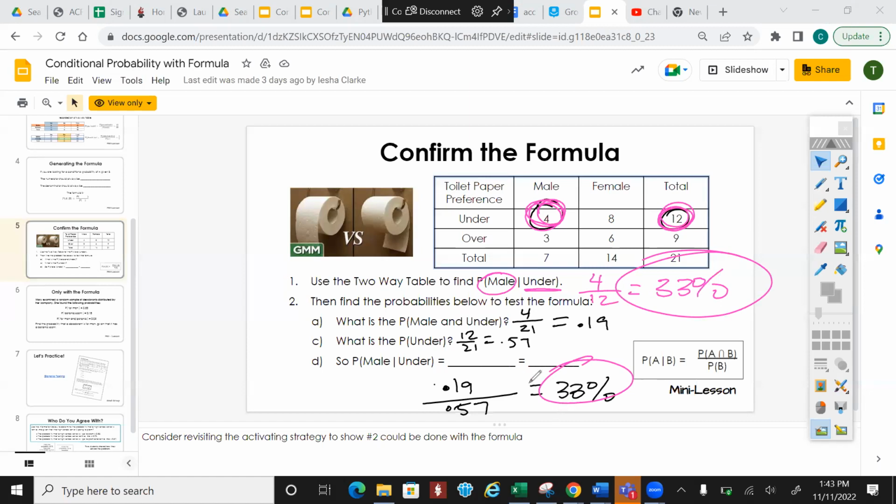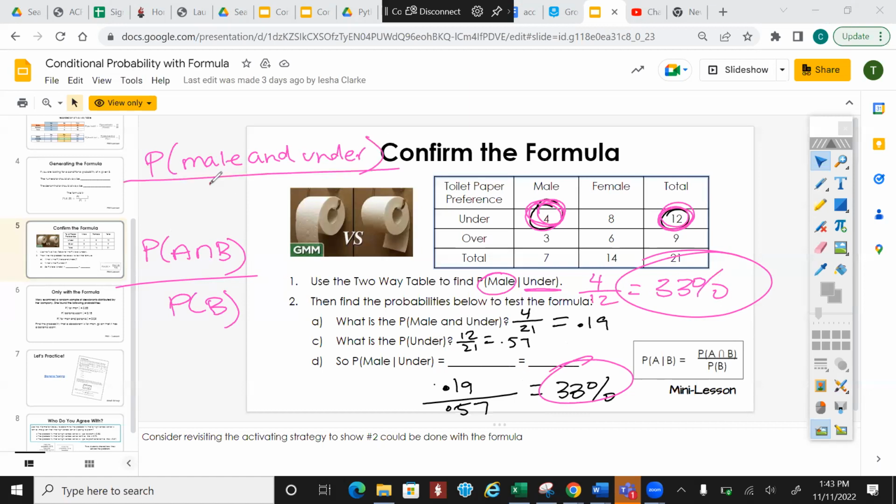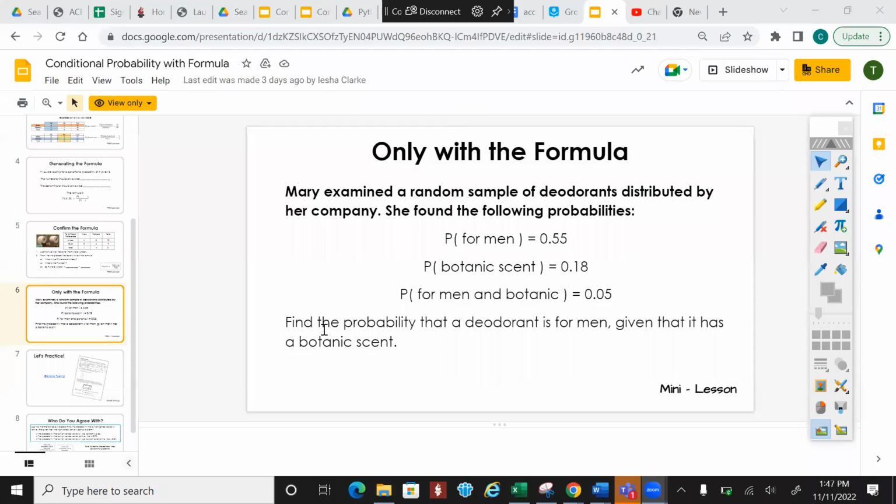The reason is because when you write out this formula, you're saying probability of A intersection B over probability of B. So we're saying the probability of male and under, given the probability of under. This is the same thing as what we did shorthanded, which was this. I taught you shorthand first. Take a sec. So only with the formula.